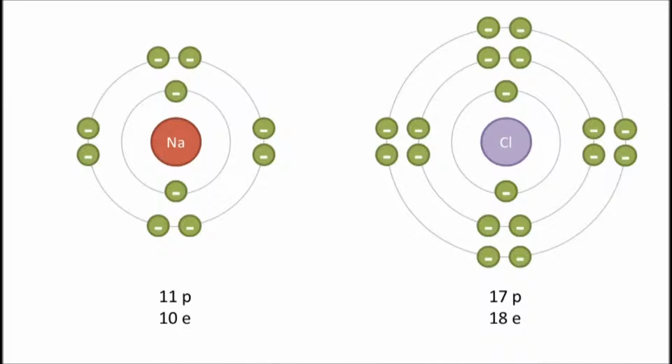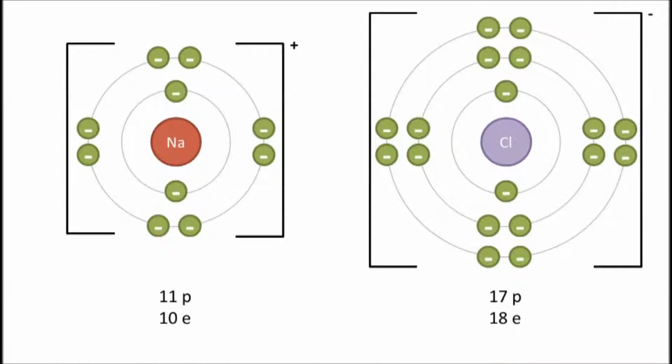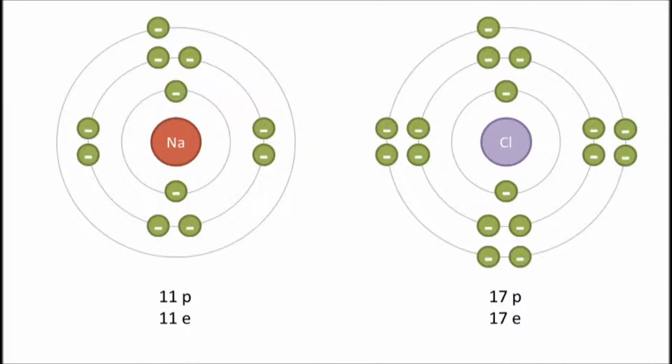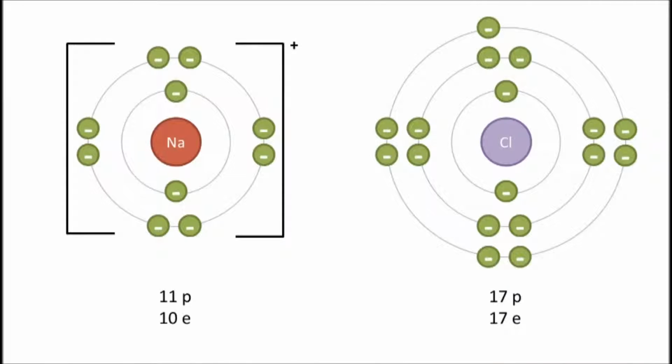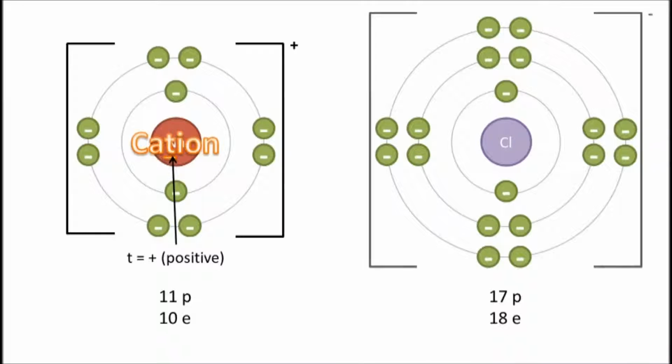These atoms become ions and, lacking a balanced count of protons and electrons, have a net electric charge. Ions formed from losing electrons have a net positive charge and are called cations, while ions formed from gaining electrons have a net negative charge and are called anions.